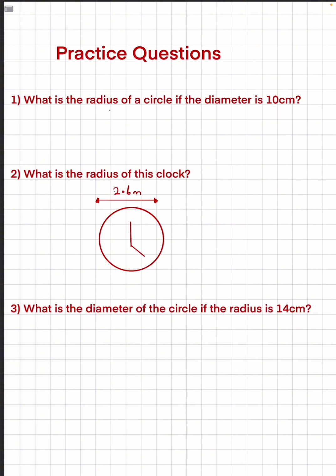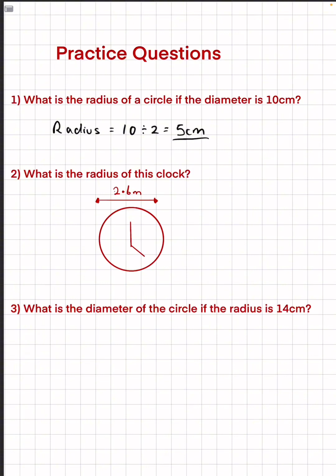The first question says, what is the radius of a circle if the diameter is 10 centimeters? We know that the diameter is the distance across the circle, and the radius is the distance from the edge to the center of the circle. So the diameter is double the radius. To work out the radius, we do 10 divided by 2, which equals 5 centimeters. So the radius of the circle is 5 centimeters.